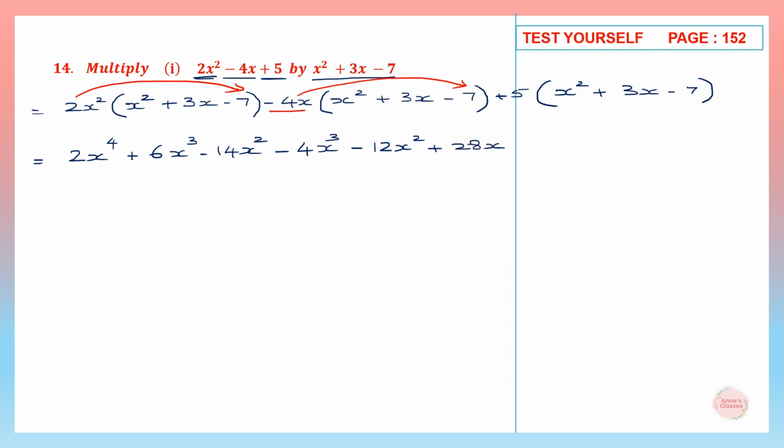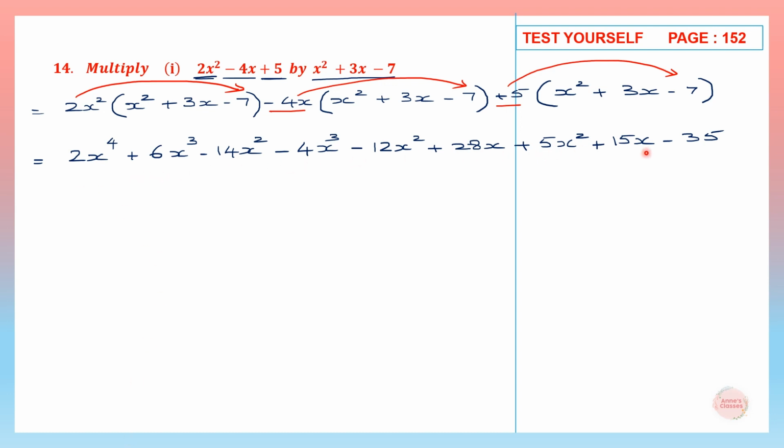Now let's go to the next one, that is plus 5, 5 into x square. So that is plus 5x square. Then we multiply 5 into the next one, that is plus 3x. So multiply 5 into 3x. The sign is plus, the number 5 threes are 15 into x. So that also is over. Now take the last one, plus 5 into minus 7. The sign is minus, 5 sevens are 35. So now we have all this.